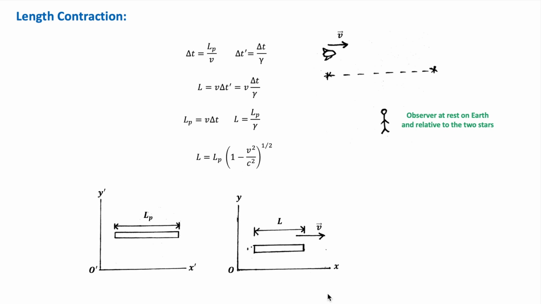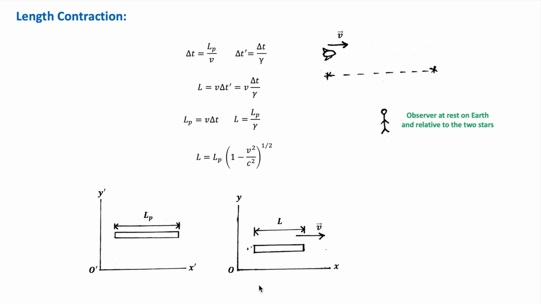So let's consider another example of a stick that is moving past a stationary observer on Earth with a speed v. Then in that case, the length of the stick measured by an observer in a reference frame attached to the stick is the proper length Lp, because this observer in the frame that is attached to the stick is at rest relative to the stick, okay? And as we said, a frame at rest relative to the object or distance will measure the proper length.